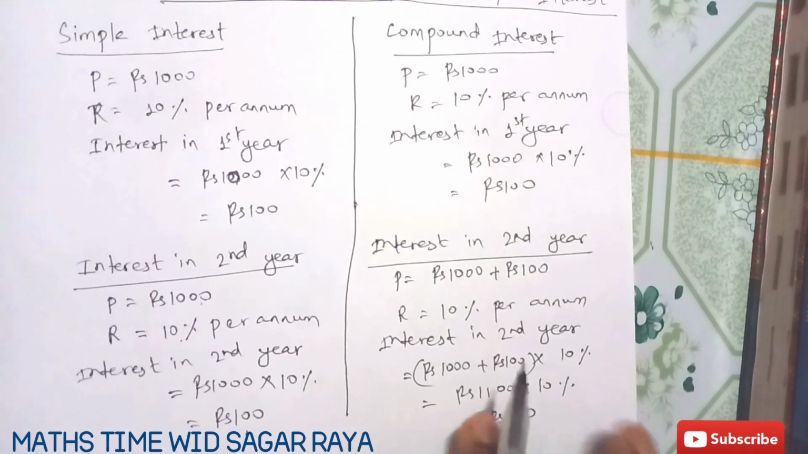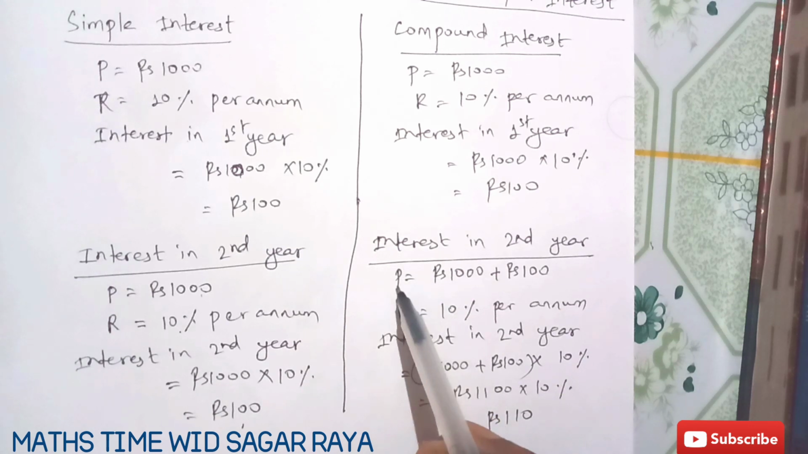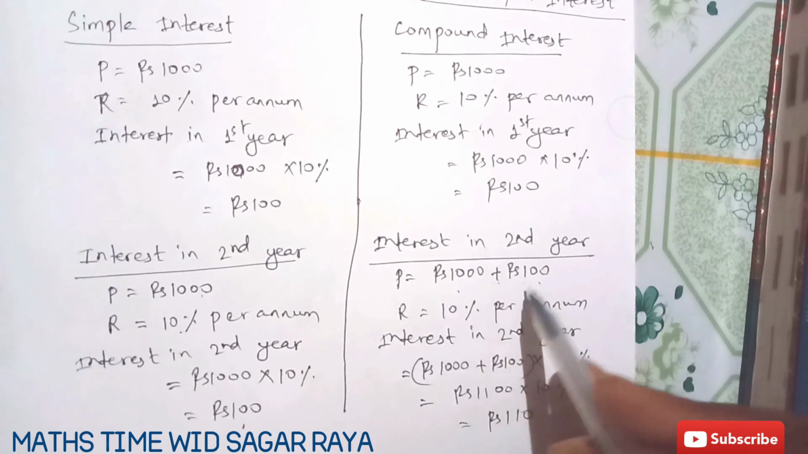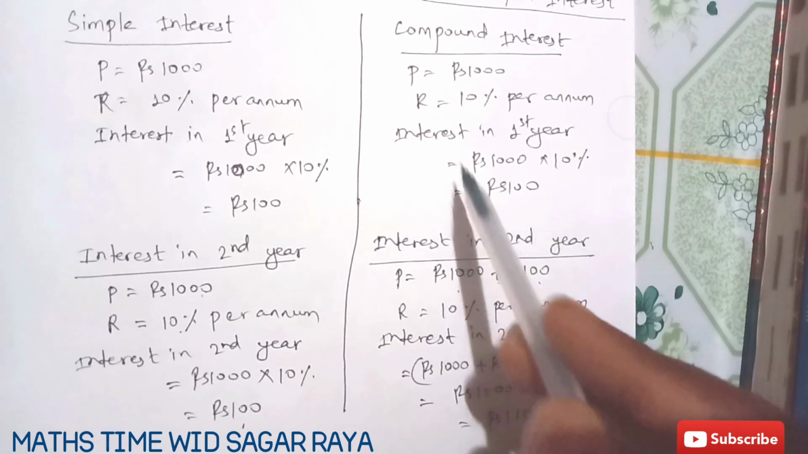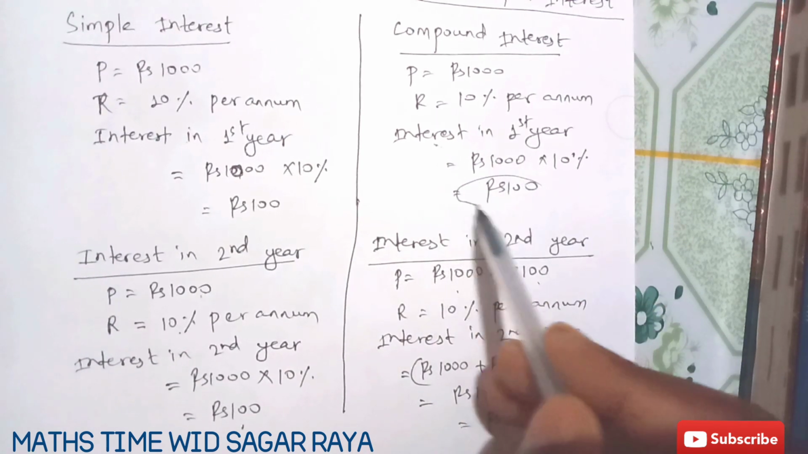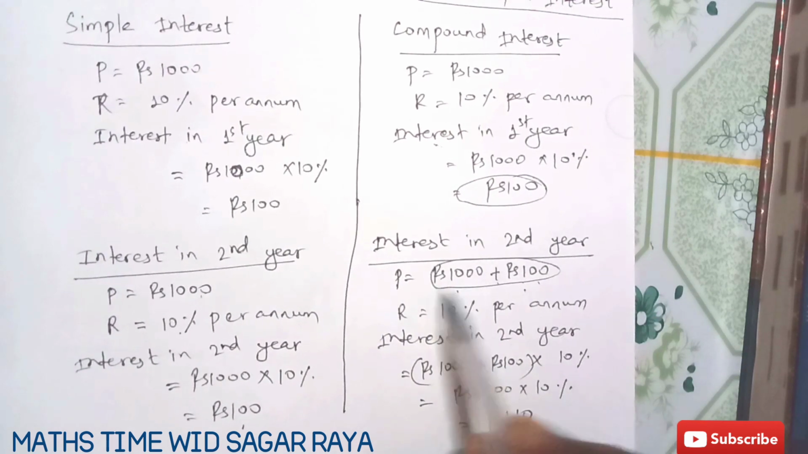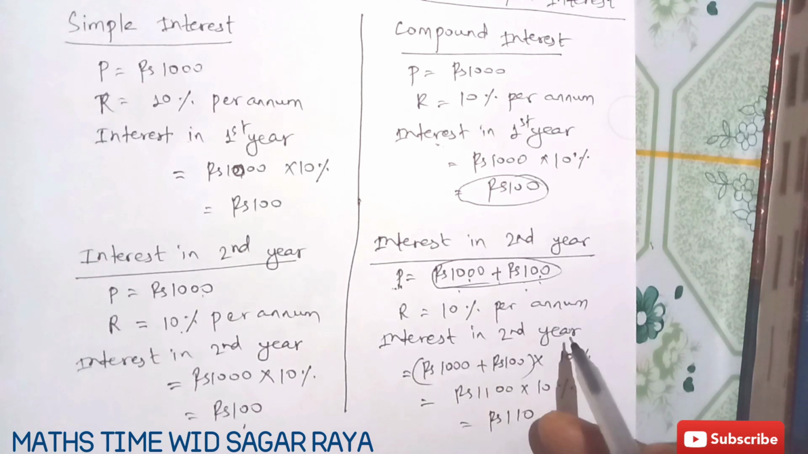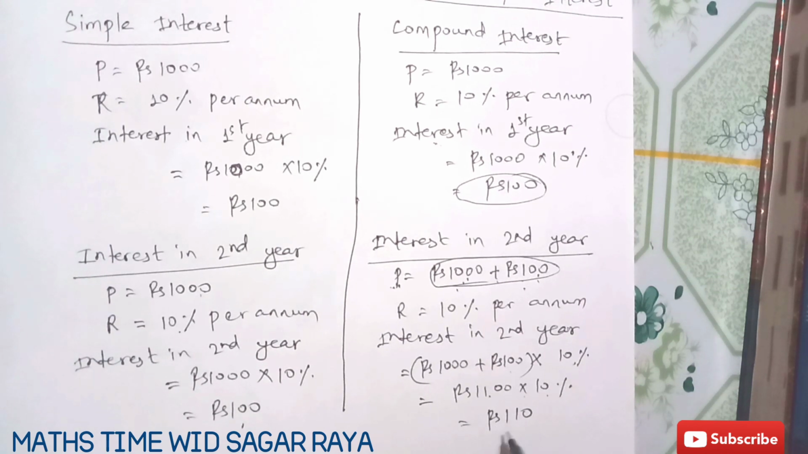But in case of compound interest, you can see principal is rupees 1000 plus rupees 100. So this 100 comes from this interest. So in case of compound interest, this interest is also added to principal, and rate is 10% per annum. Now interest in second year will be this 1000 plus 100 into 10%, which is equal to 1100 into 10%. It means 110. So rupees 110 is the interest in second year.